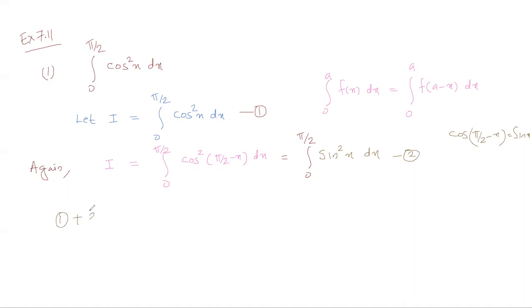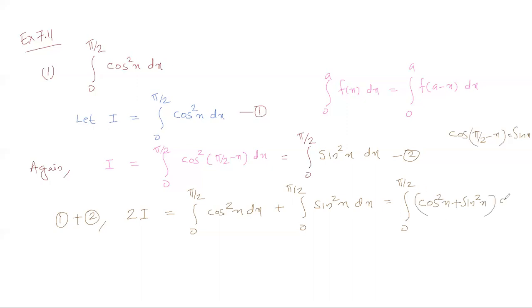Add equation 1 and equation 2. I plus I, 2I is equal to integral 0 to pi by 2 cos square x dx plus integral 0 to pi by 2 sin square x dx. Integral of a sum is a sum of the integrals, so you can combine. This is cos square x plus sin square x dx. That means 2I is equal to integral 0 to pi by 2 1 dx, since cos square x plus sin square x is 1. So the integral of 1 is x from 0 to pi by 2.